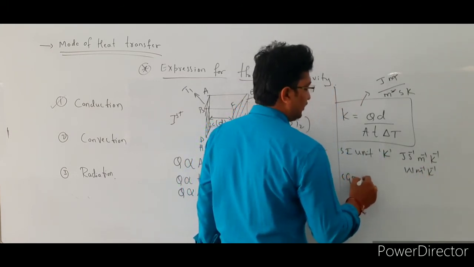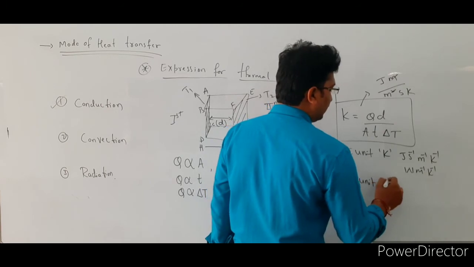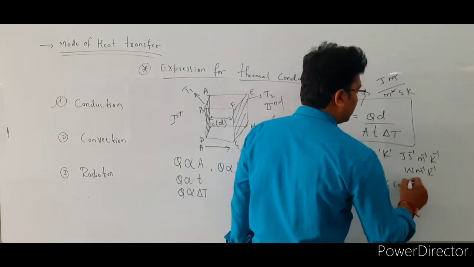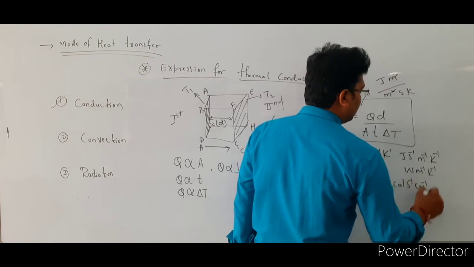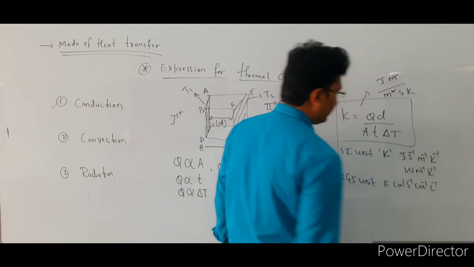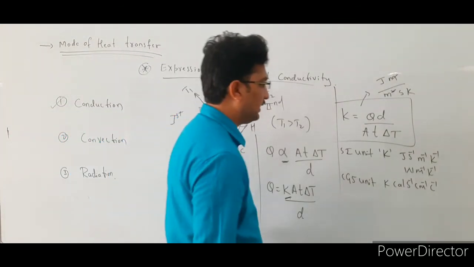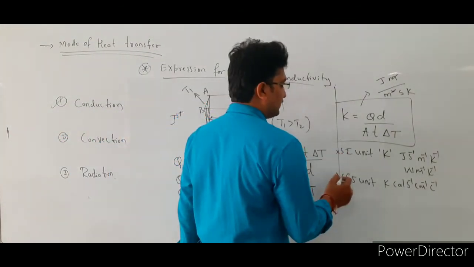And the CGS unit of K. The CGS unit of K is calorie per second per centimeter per degree Celsius. So this is the SI unit and this is the CGS unit.